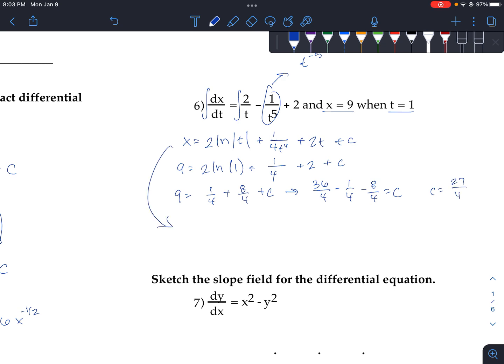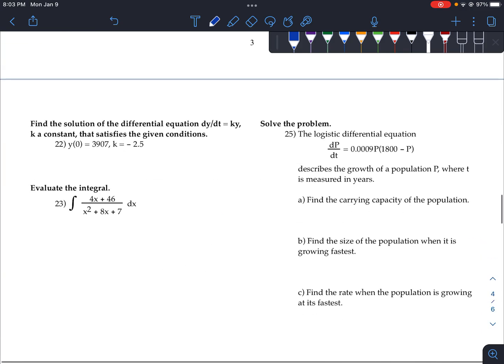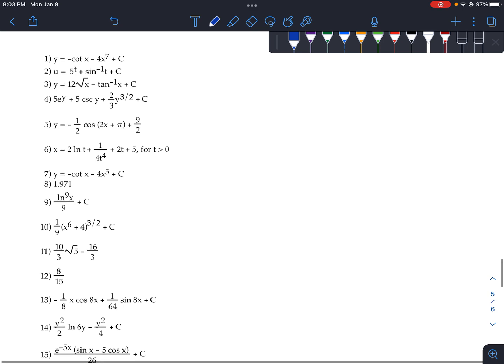So my solution will be x is equal to 2 natural log of t plus 1 over 4 t to the 4th plus 2t plus 27 over 4. Now, I'm pretty confident that I did that problem right. But if you guys are using your key, just a heads up, they found the constant to be 5, which I am not entirely sure how they got, because no matter how many times I've tried it, I've gotten 27/4.